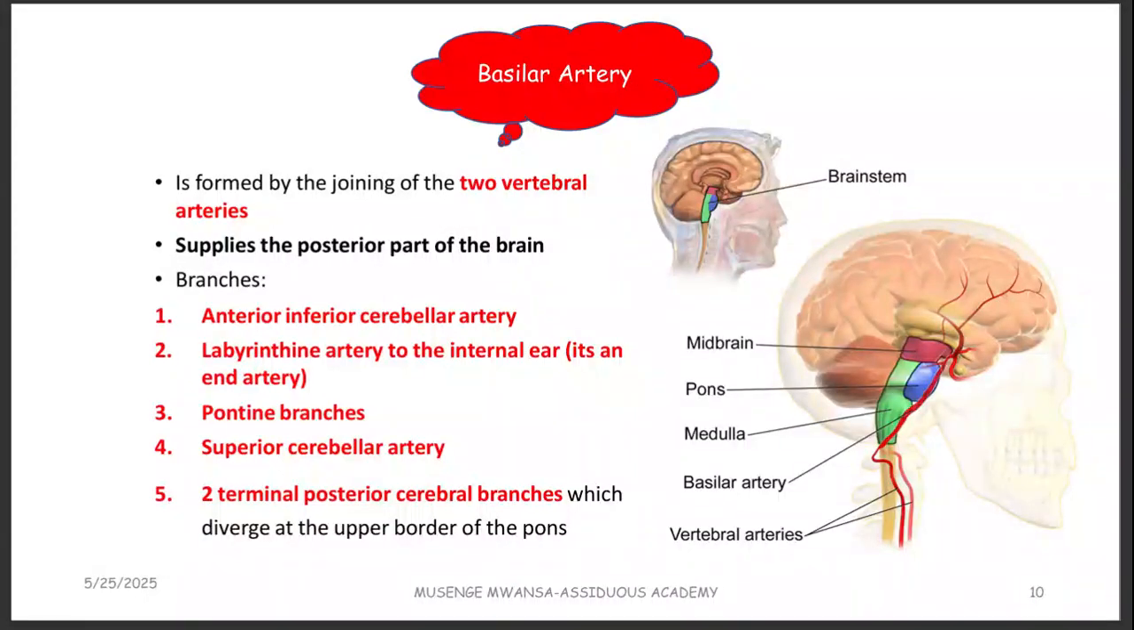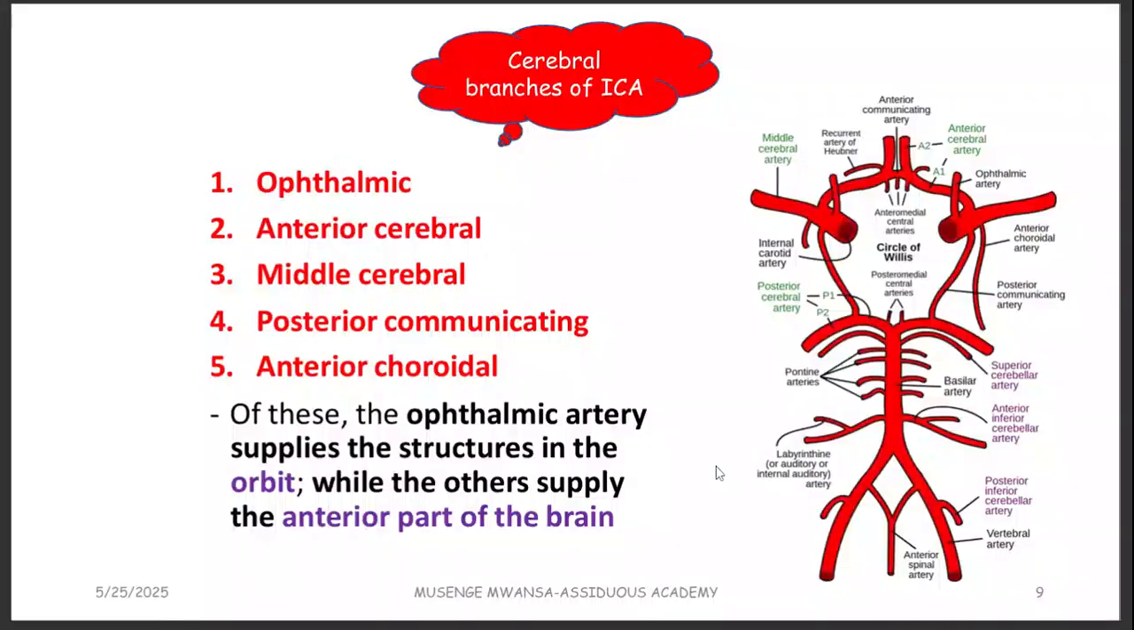So, what are the branches of the basilar artery? Anterior inferior cerebellar, which is AICA. Sometimes you have got from ICA this artery which we call labyrinthine. Now, the labyrinthine artery, labyrinth is referring to structures in the ear. So these will supply the internal auditory portion. It's going to the ears.